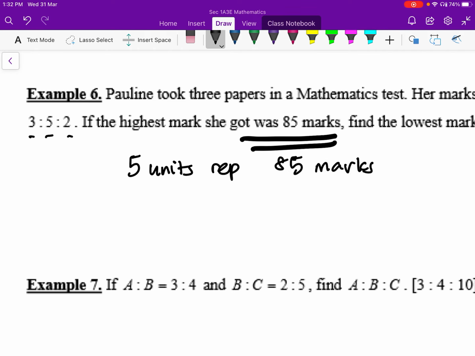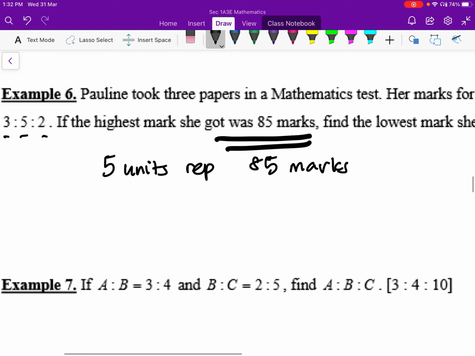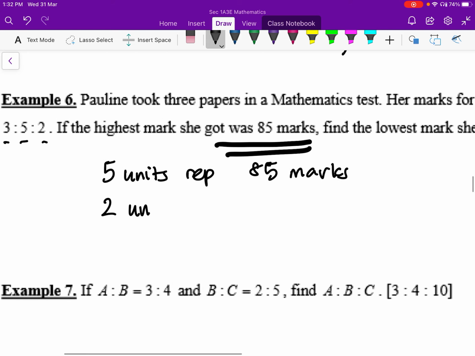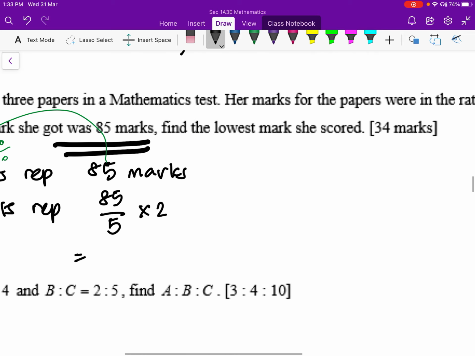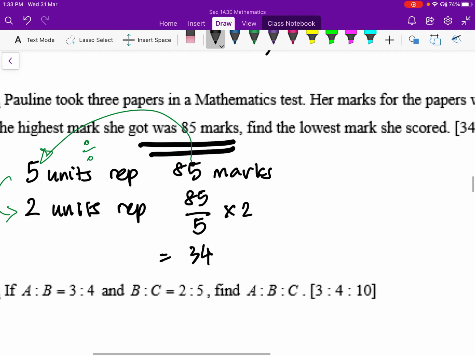This is not the only acceptable presentation. Next, they want to find the lowest. So 2 units represent 85 over 5. So this is what I always do. Divide, then multiply. Then you multiply this by 2. And we get 34 marks.